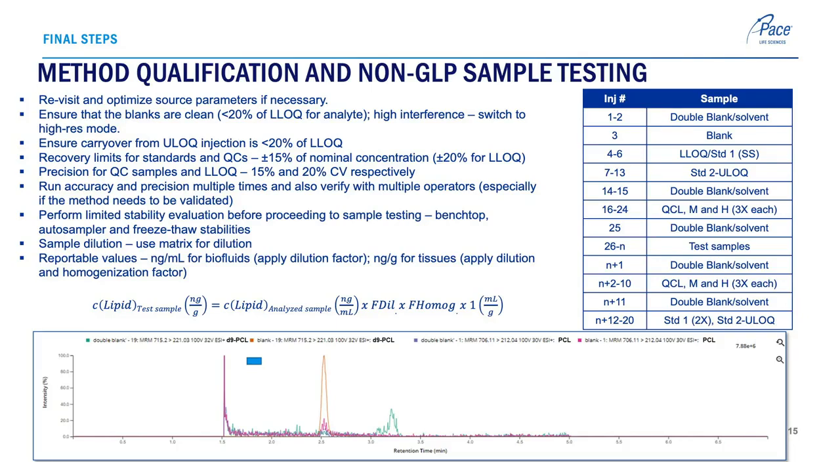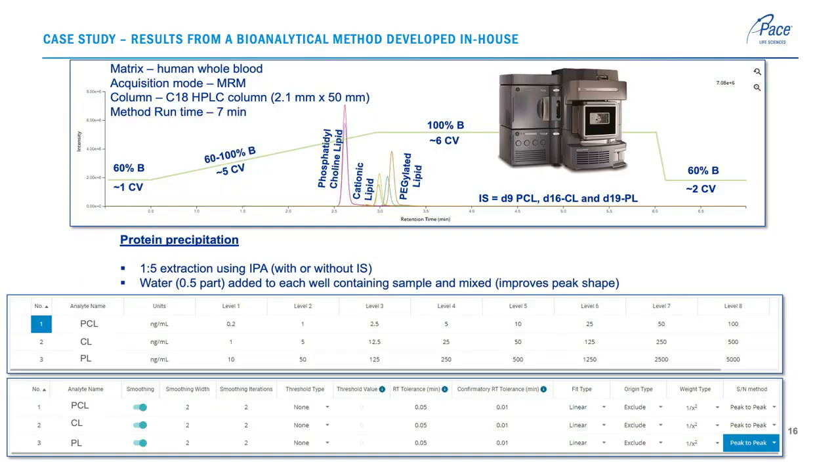Homogenization factor is applied by assuming 1 gram of the tissue equals 1 mL in volume. For example, if 1 gram of tissue is homogenized using 9 mL of solvent, a 10x homogenization factor can be applied. Now I'll present a case study showing the data for a bioanalytical method that was developed in-house for quantitation of a cationic lipid, a pegylated lipid, and a phosphatidylcholine lipid combination in human whole blood.